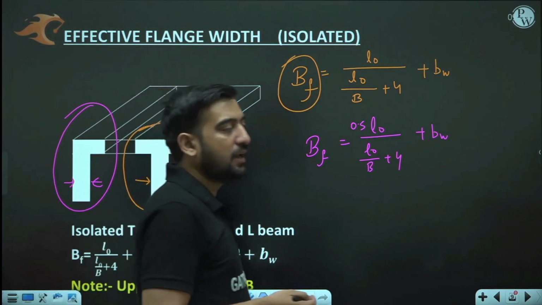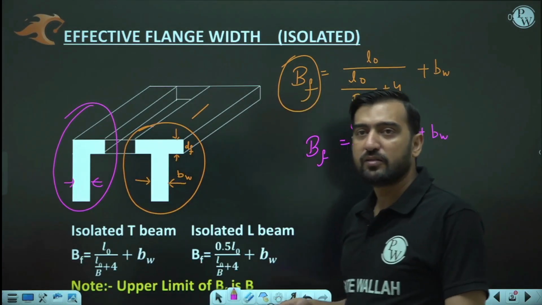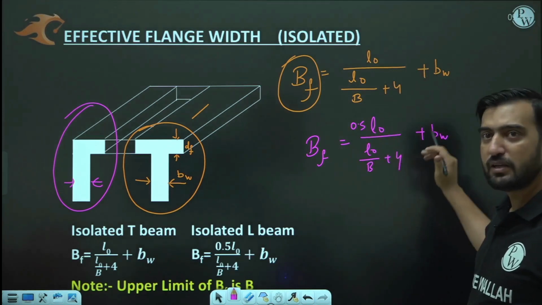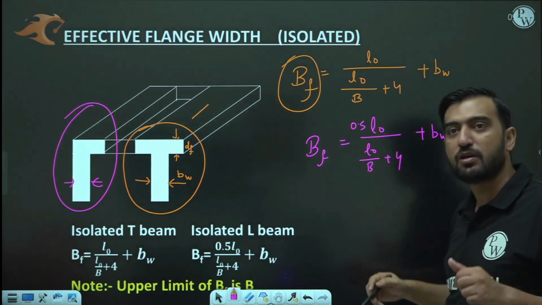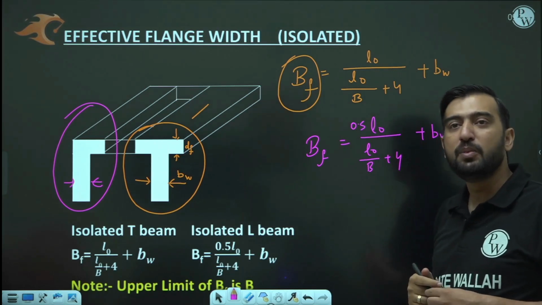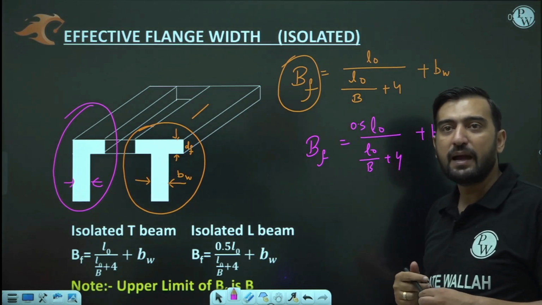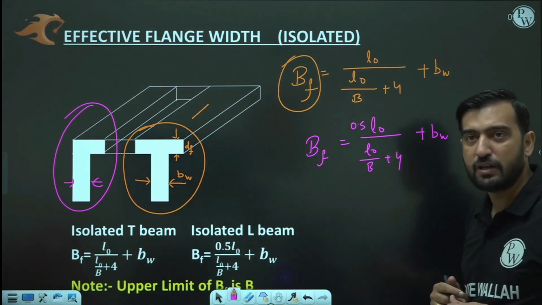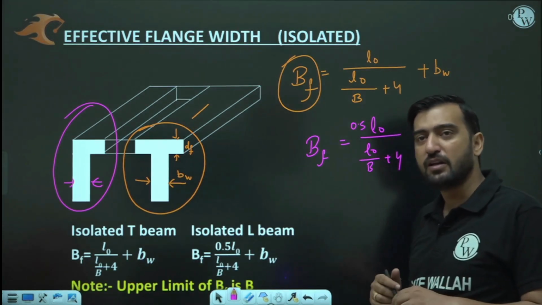Now, first of all, let me ask you if everything is clear. L naught is the distance between two consecutive zero moments, or the distance between the points of contraflexure. B is the width, BW is the width of the web, and in no case can BF exceed the original width.